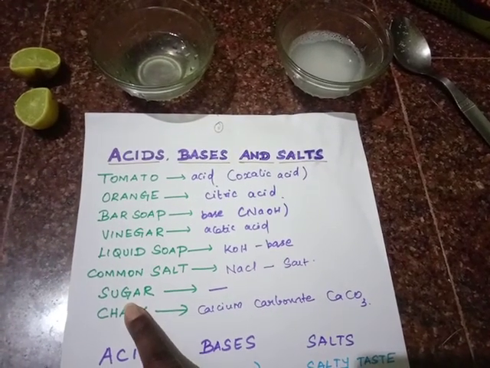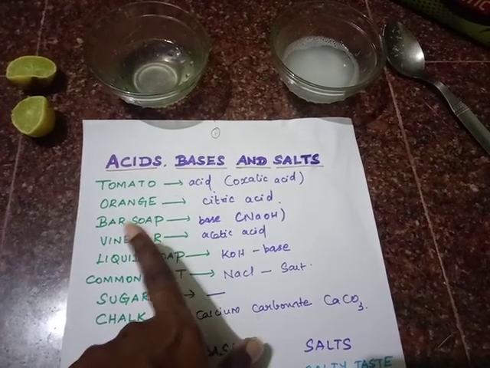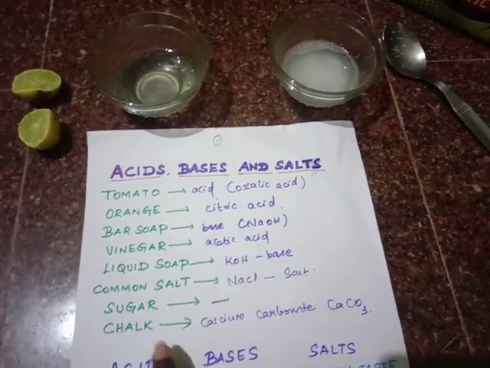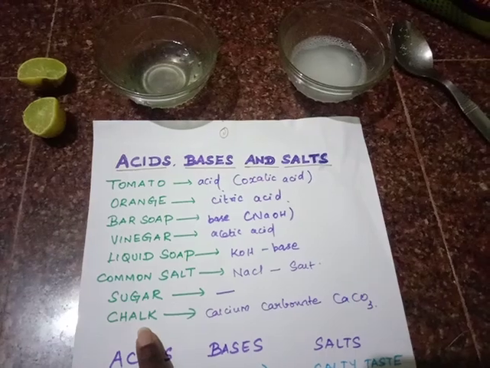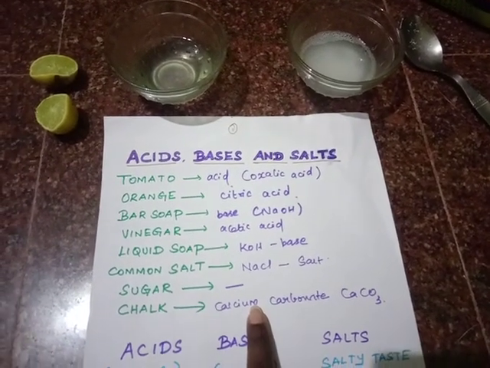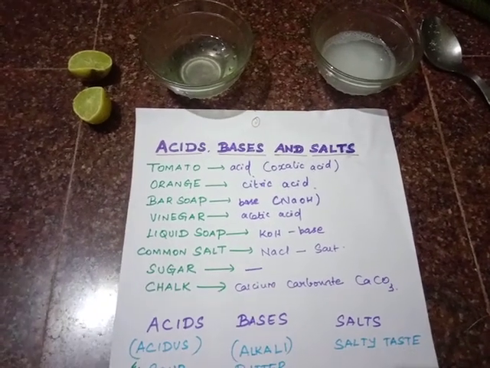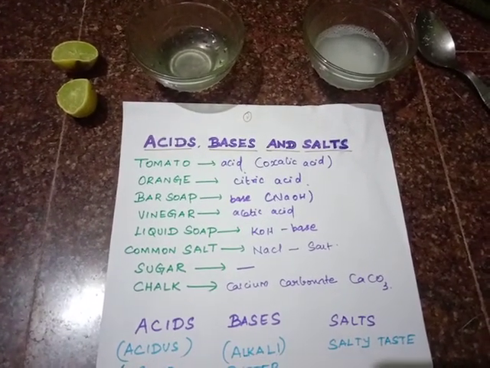What about sugar? It will not come under these three categories, acids, bases or salts, so we'll see it later. And the next one is chalk. It consists of calcium carbonate, so it is a salt. Now we'll see the physical properties of these acids, bases and salts.